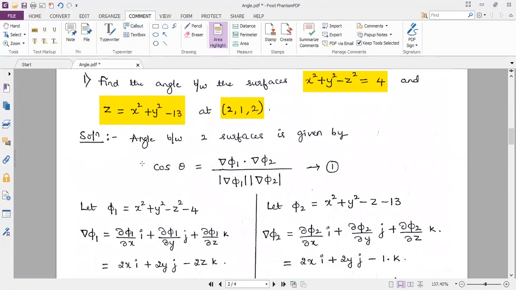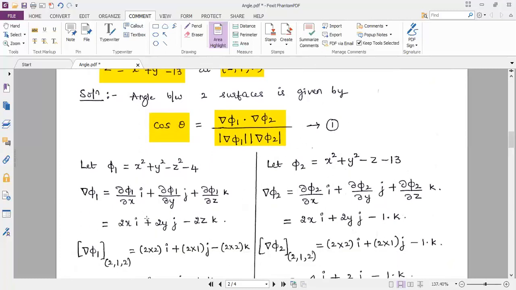Solution. The angle between two surfaces is given by the formula cos theta is equal to grad phi1 dot grad phi2 divided by magnitude of grad phi1 into magnitude of grad phi2. Let us call this as equation 1. The given two surfaces we will denote respectively by phi1 and phi2. So let us consider first phi1.